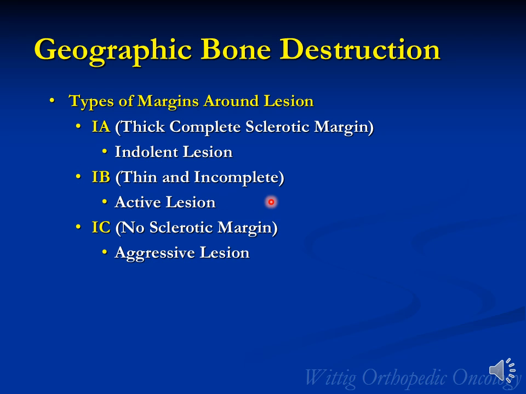1B is a thin and incomplete margin, which indicates an actively growing lesion, and 1C is where there's no sclerotic margin. It's more aggressive or more rapidly growing than an active lesion. Your 1A types of tumors you may be able to treat with a simple curettage or may just observe them. You would curette them and bone graft them, whereas your 1B and 1C have a tendency to recur.